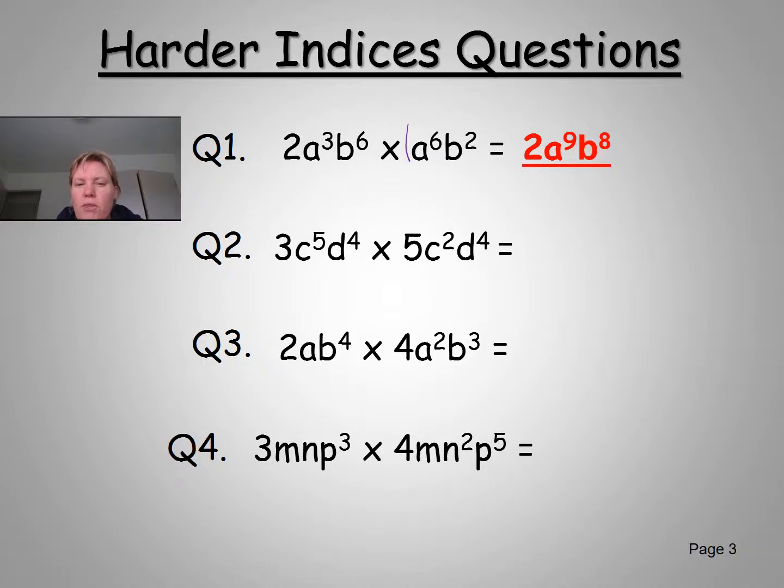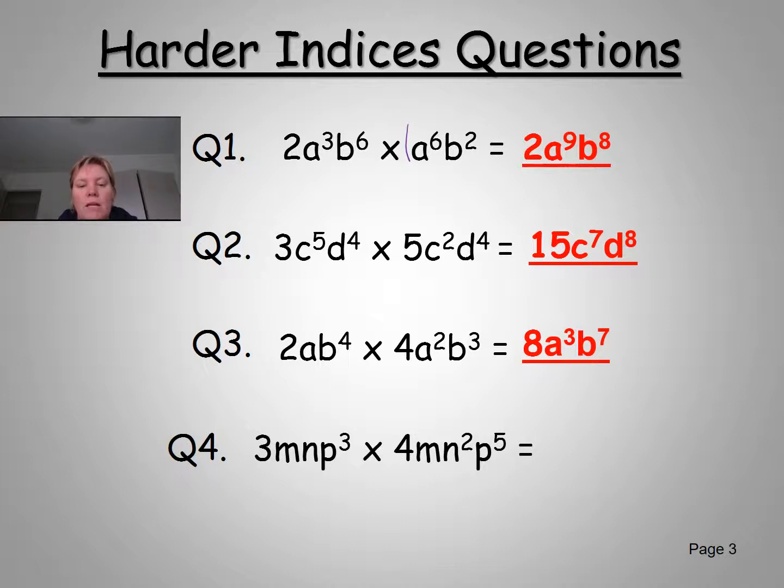Question 2: 3 fives are 15, so that'll be the number at the front. Then we've got c to the 5 and c squared, which is c to the 7, and we've got d to the 8. Good job. Next, 2 fours are 8. Remember that a has got a power of 1 on it, so that's 1, and another 2 over there is a cubed. Then we've got b to the 4 and b cubed, which is b to the 7. So I should have 8a cubed b to the 7.